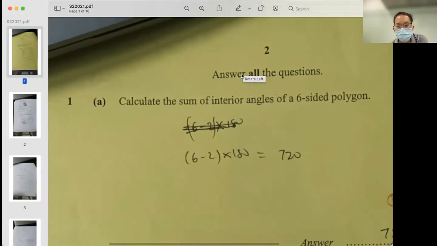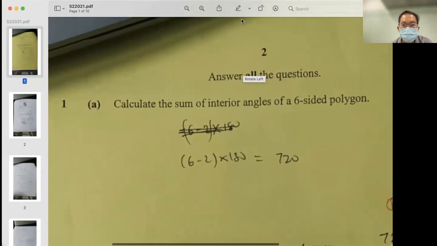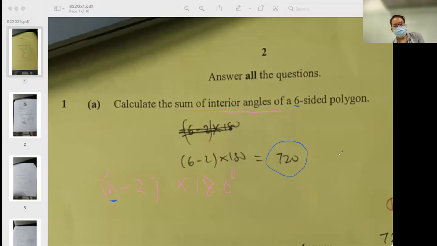To find the sum of interior angles, first of all, you need to know the formula. The formula for the sum of interior angles of a polygon is (n minus 2) times 180 degrees. So this is the formula. In this case, let n be 6 and you will get the answer 720.